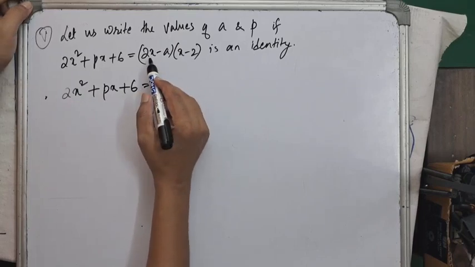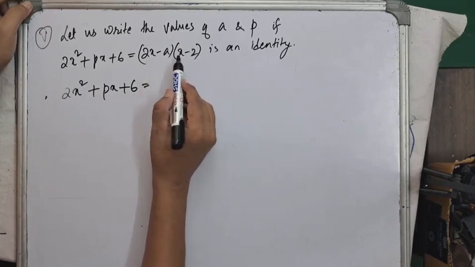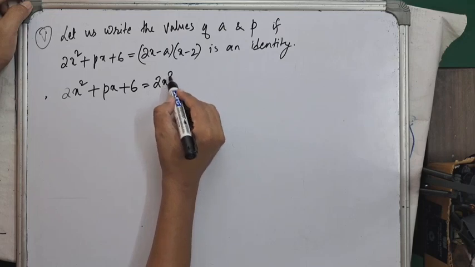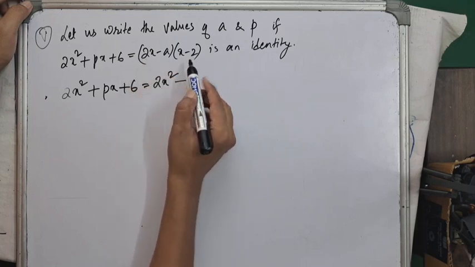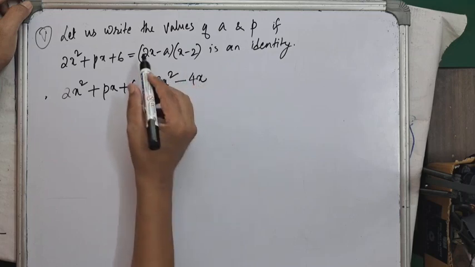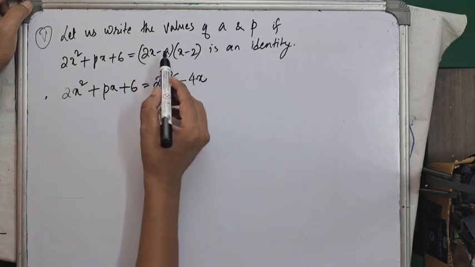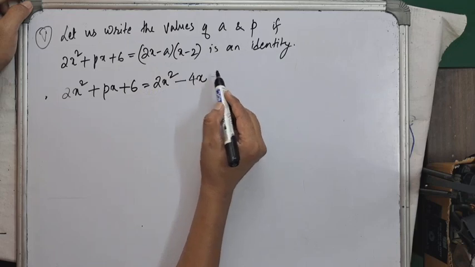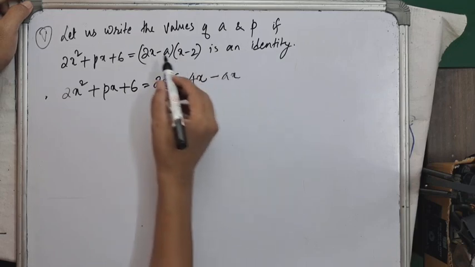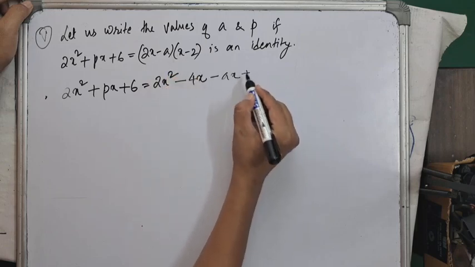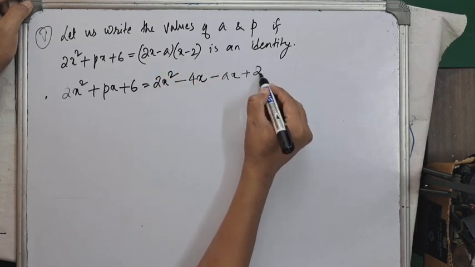In the right hand side we multiply these two brackets. So 2x into x is 2x square, plus into this minus is minus, 2x into 2 is 4x, now with minus a. Minus into plus is minus, a into x is ax, minus into minus is plus, a into 2 is 2a.